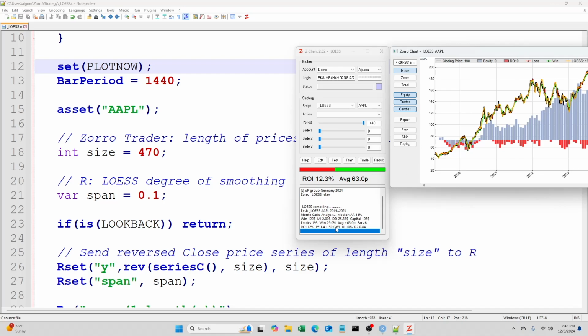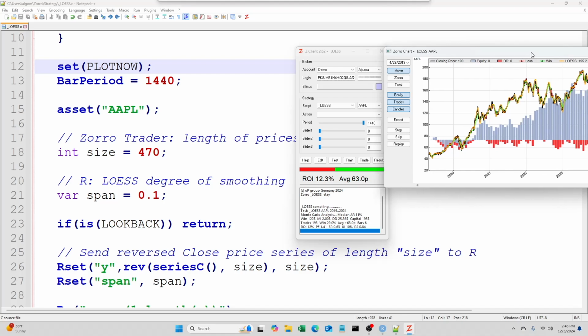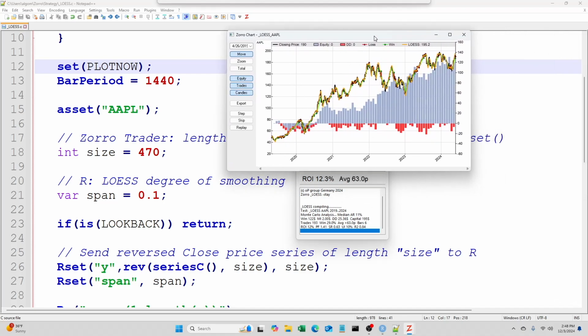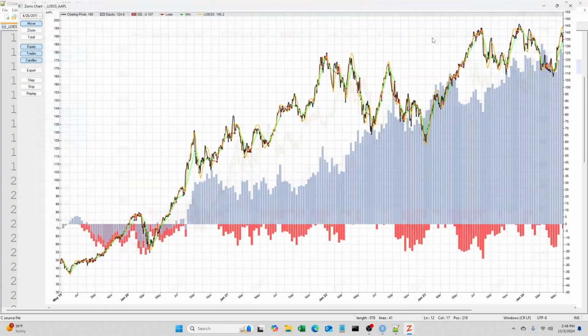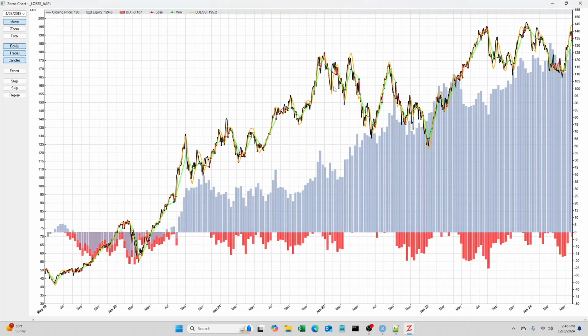The Sharpe ratio is not nice. It's 0.63, but maybe we can improve this. This is just the first shot at the problem. So what I wanted you to see here is this orange line, the LOESS curve.